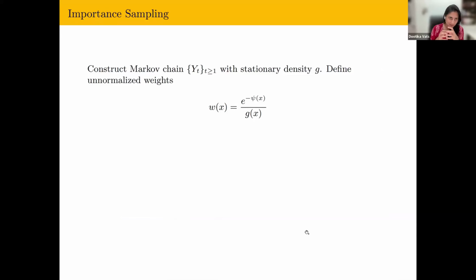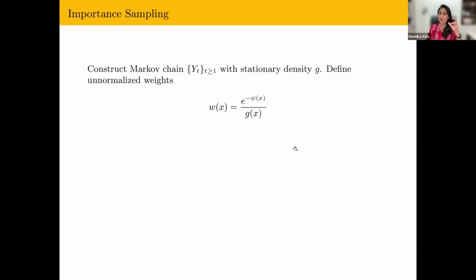So what is importance sampling? Well, what we do is we identify another distribution with density small g, and we're going to run a Markov chain Y_t's that is going to sample from g. And at that point, I can define unnormalized weights, which are the w's, which is the ratio of the unnormalized target divided by possibly normalized or unnormalized proposal.